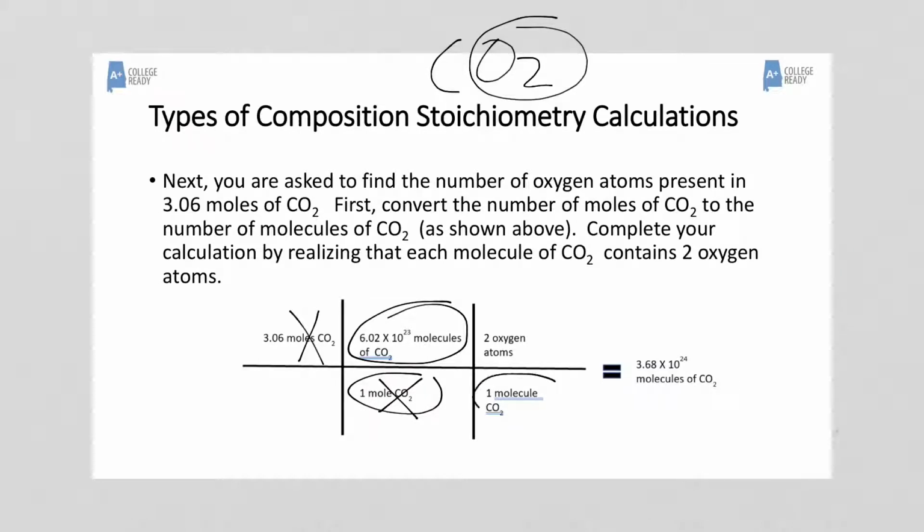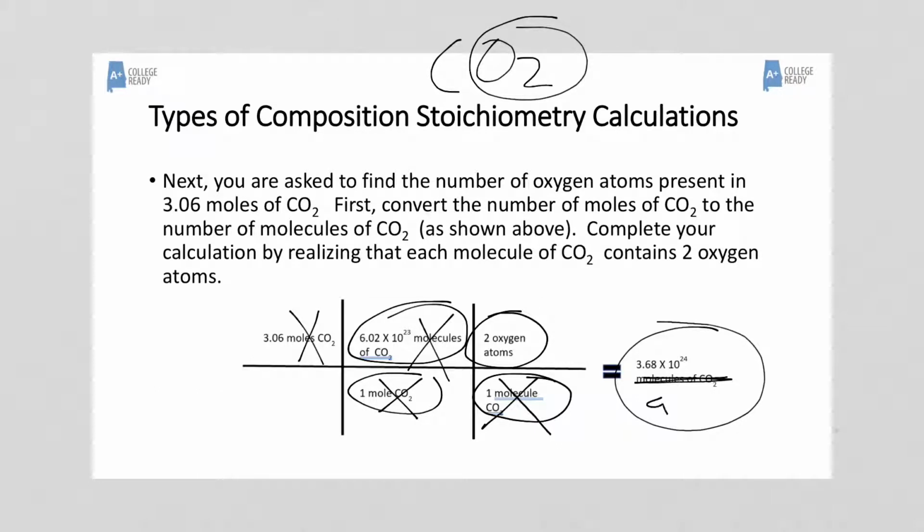So we established another conversion factor: 1 molecule of CO2, 2 oxygen atoms. The molecule of CO2 portion of that conversion factor goes on the bottom, so it will cancel with molecules here. Now we multiply 3.06 times 6.02 times 10 to the 23rd times 2. We end up with 3.68 times 10 to the 24th. This says molecules of CO2. It should say atoms of oxygen.